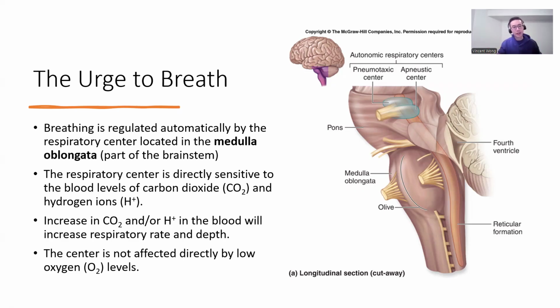So the breathing center, the respiratory center, is located in part of your brainstem. We'll learn about the brain next unit. The brainstem is really big. It has the midbrain, the pons, and then at the lowest portion of the brainstem is something called the medulla oblongata. It contains the respiratory center. Now, this respiratory center is sensitive primarily to the levels of carbon dioxide as well as hydrogen ion.